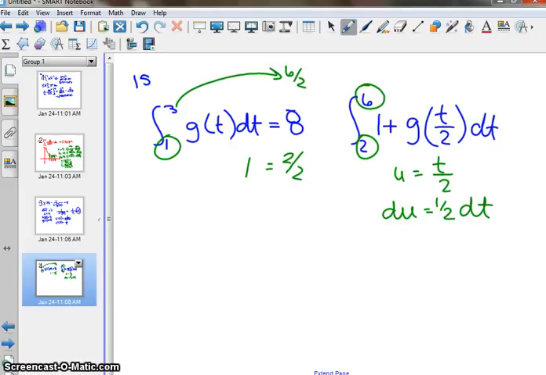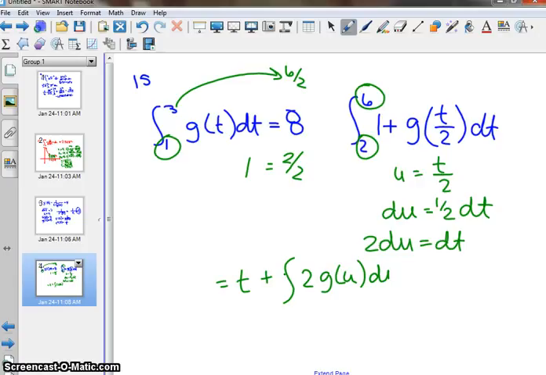So I integrate my problem. I multiply my 2 over. The integral of 1 is t plus the integral of g of u times 2. So this is going to be plus the integral of 2 g of u du. Well, because I divided my t's by 2, this is now a 3, and that is a 1. And the integral from 1 to 3 is 8.